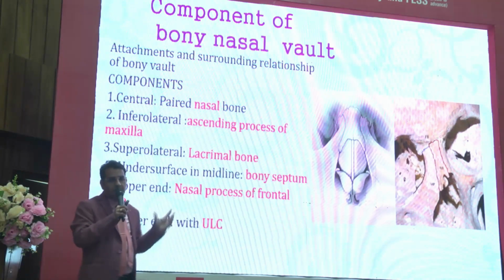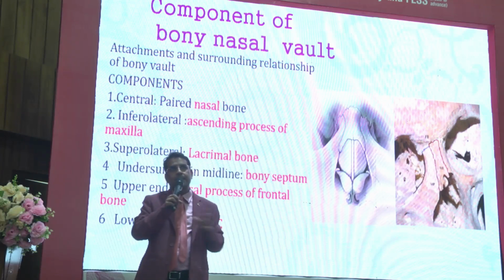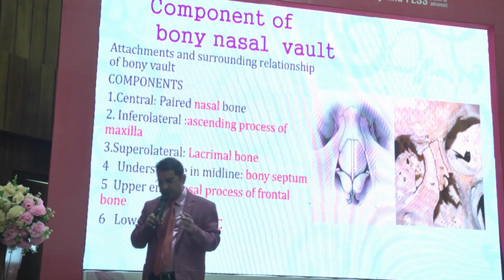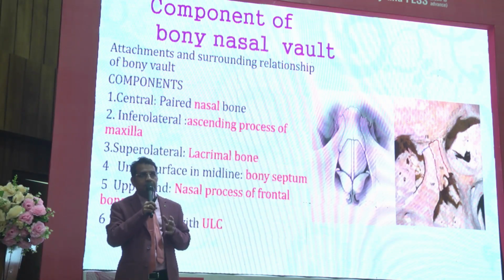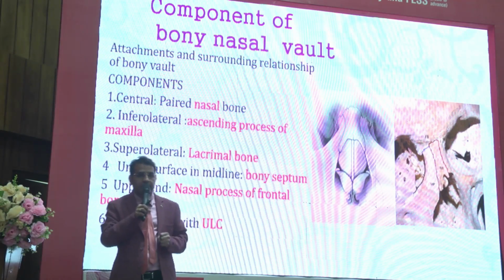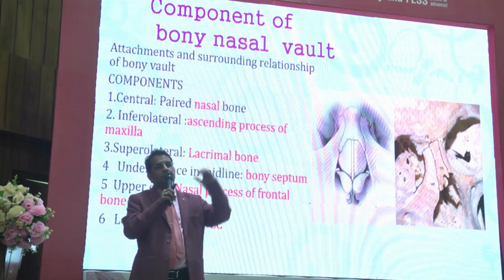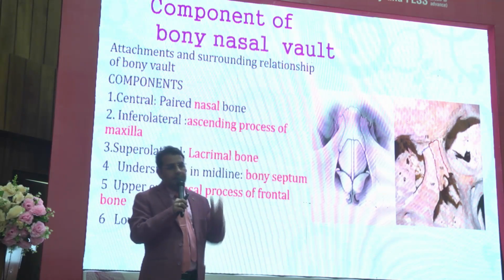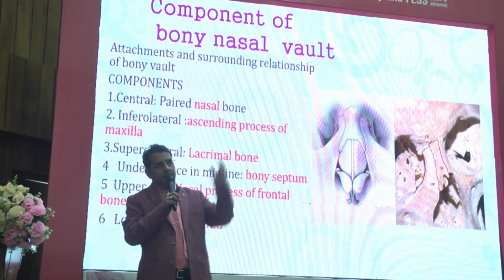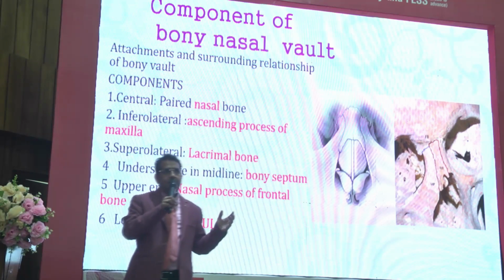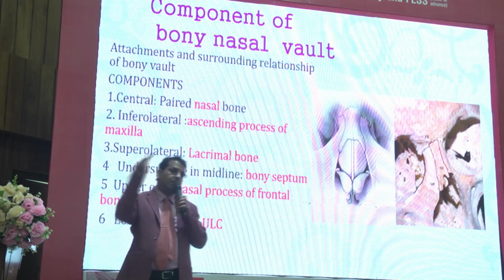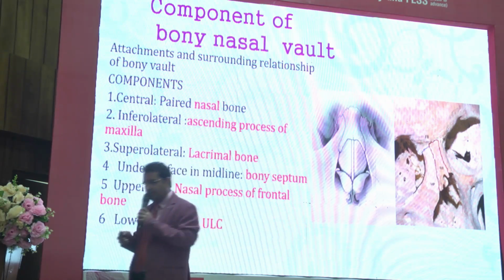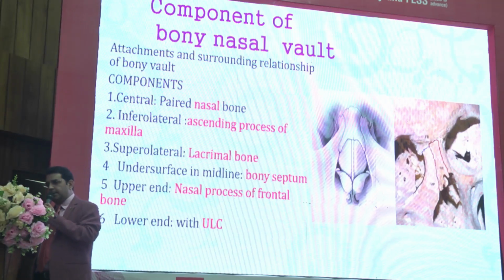First, if we discuss the components of the bony nasal vault, this bony pyramid consists of 6 important attachments. In the center, we have the paired nasal bones, and inferolaterally we have the ascending process of the maxilla, and superolaterally we have the lacrimal bone. On the undersurface, from top to bottom, we have the bony septum. At the upper end, we have the nasal process of the frontal bone, and at the lower end, we have the upper lateral cartilage. So at least you have a framework in your mind regarding these important components of the bony nasal vault.